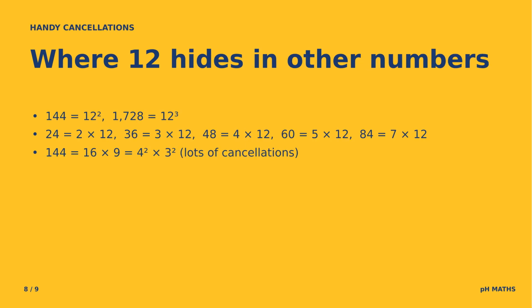Where 12 hides: 144 is 12 squared, also 16 times 9, also 4 squared times 3 squared, so lots of cancellation roots. 1728 is 12 cubed. 24, 36, 48, 60, 84, all multiples of 12. And 144 crops up everywhere. It's the dozen and one of the cleanest squares to factor.